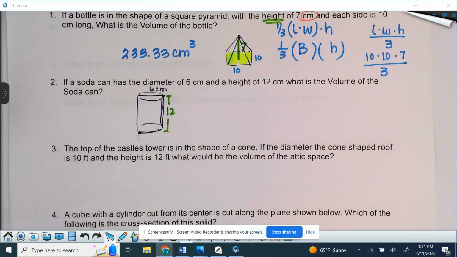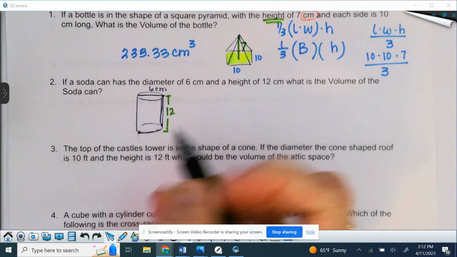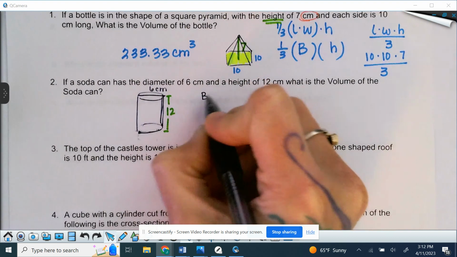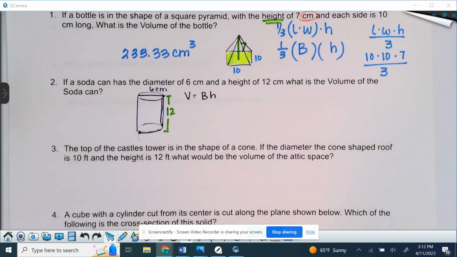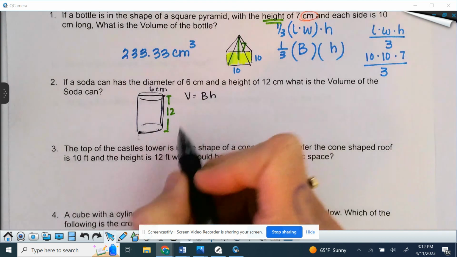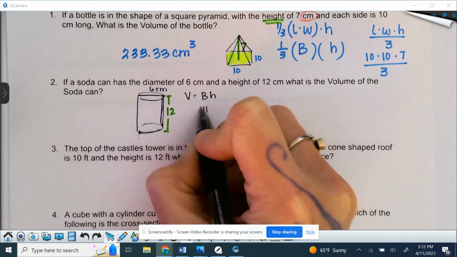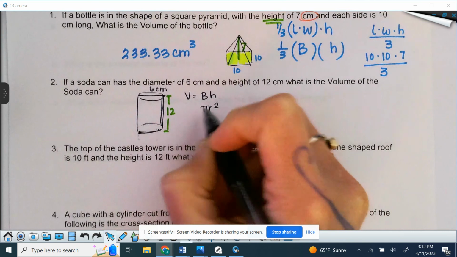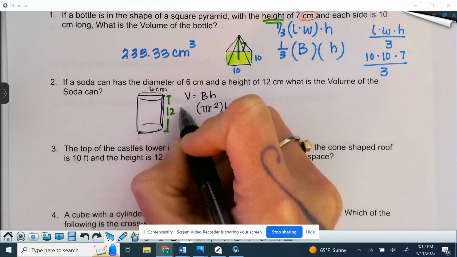So again, thinking that the base is a circle, so it's big B times h that you're going to see a lot. Not hugely helpful if that's the one you memorize, if you don't think through it. There is no pinch to the top. That's why there's not a 1/3 in the front. But your big B is the area of the base. So this is a circle. The area of a circle is pi r squared. Then we're going to multiply it by the height.